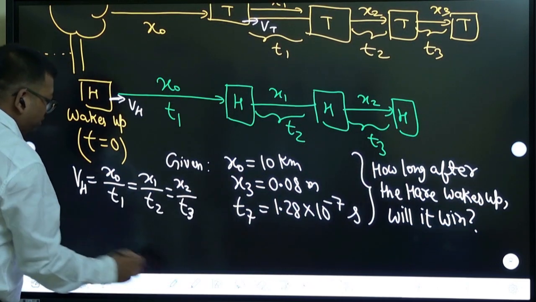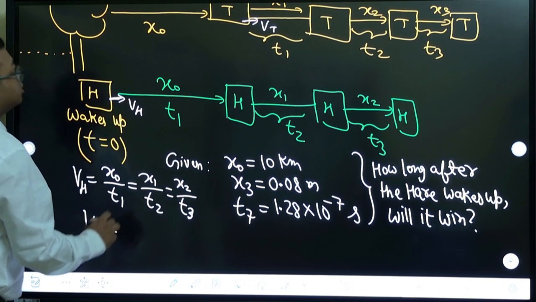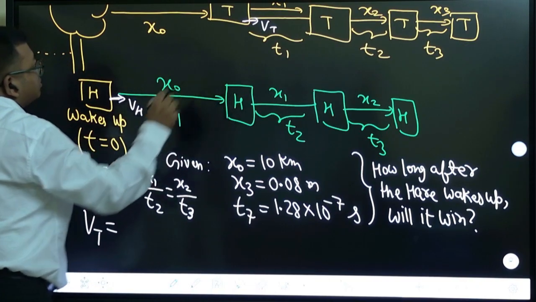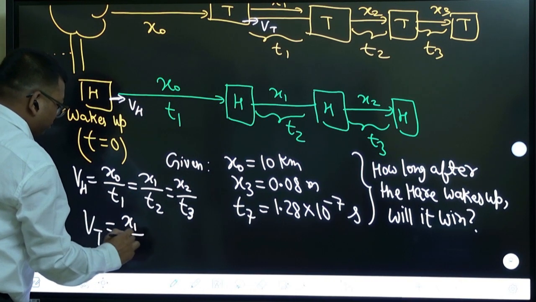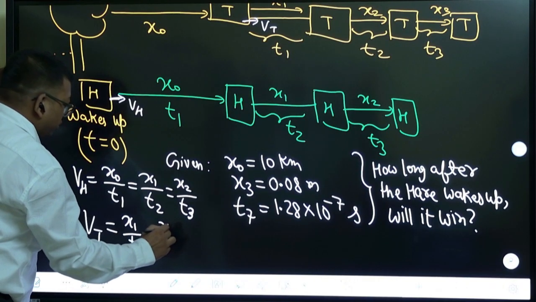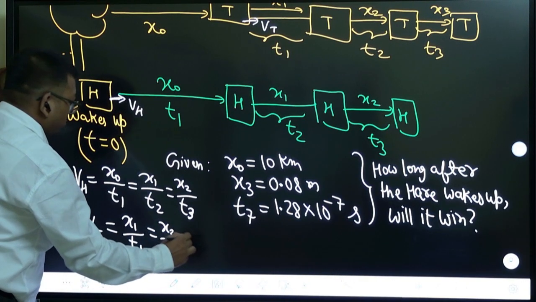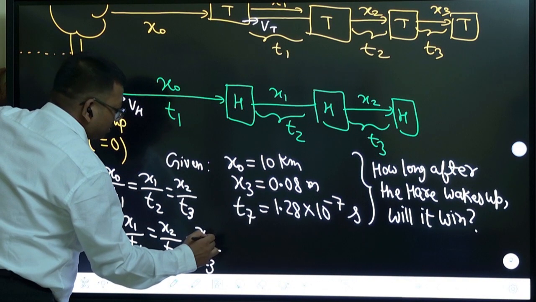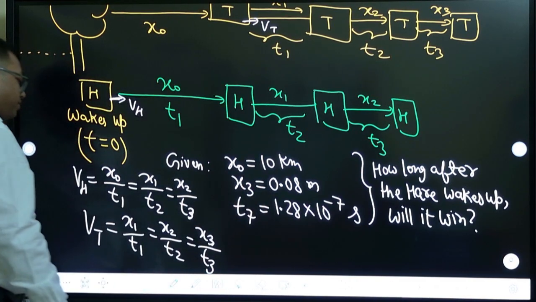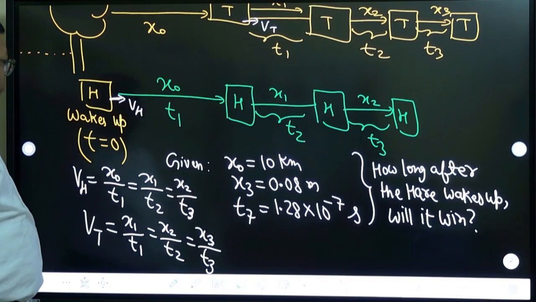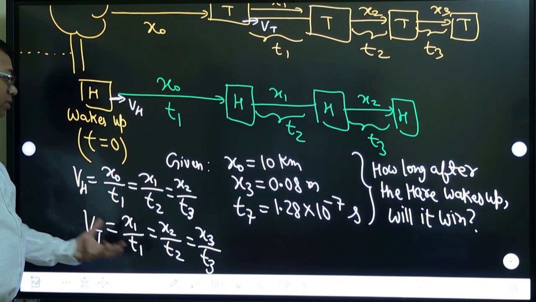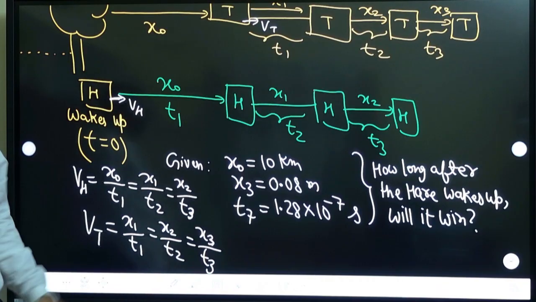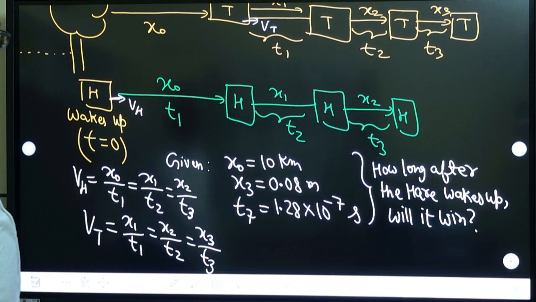For the tortoise speed, if you write v of tortoise: the tortoise is covering x1 distance in t1, then x2 distance in t2, then x3 distance in t3. Like that you will understand, right? Like that you can write it. But from these two, what do you get? They have given x naught and x3.